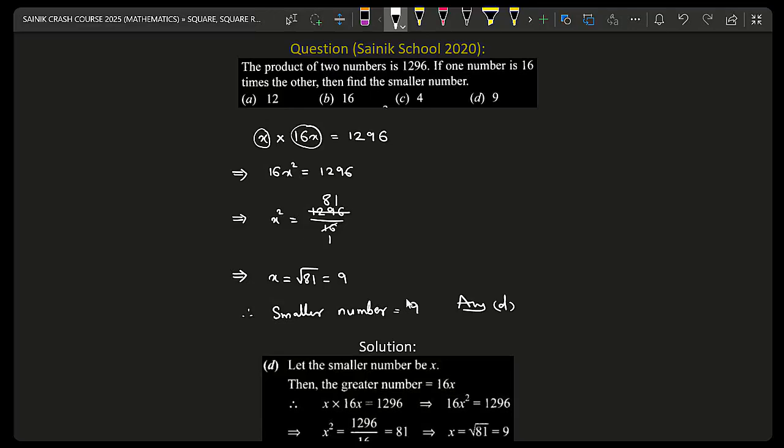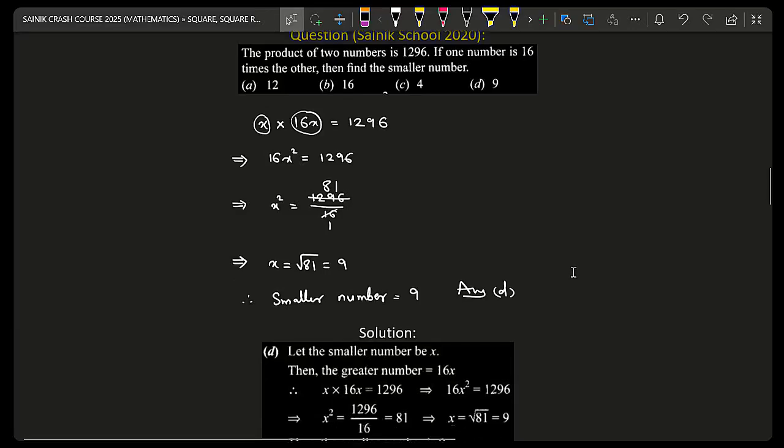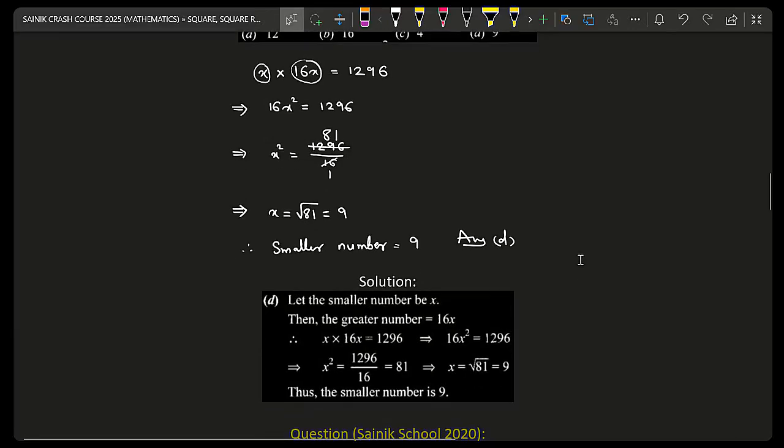So later while revising, you can copy this again. So the answer is 9. All of you take out your rough books and try all the questions. So we got the answer 9. Next question.